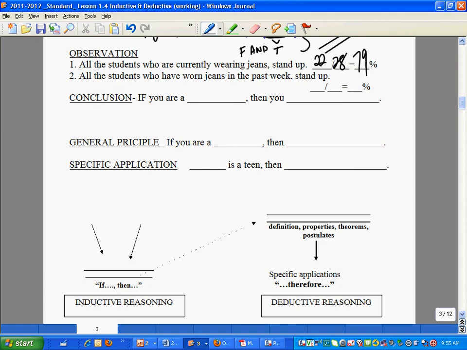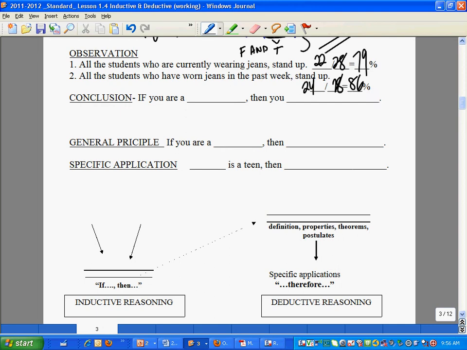Okay, guys. So that's a very high statistic. If I broaden this to the entire school, that second statistic will probably be close to 99. We'll have your one rebel who just wears shorts when it's minus 30. They're from Minnesota or something, okay? So what I've done is I've taken in observation, and let's say those percentages are really high. I come to a general conclusion. If you're a teen, then you wear jeans.